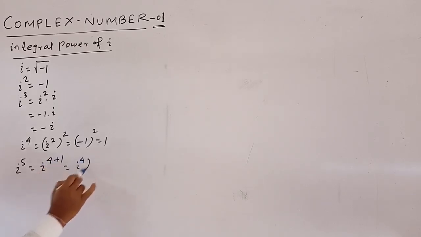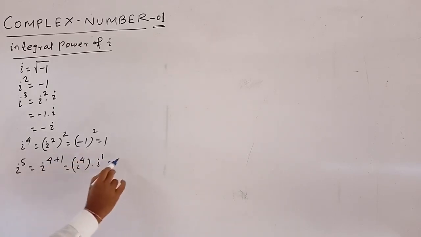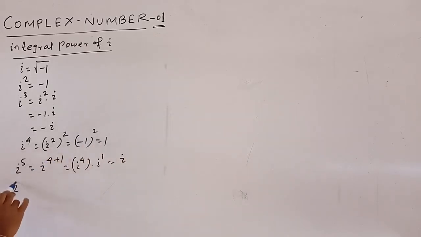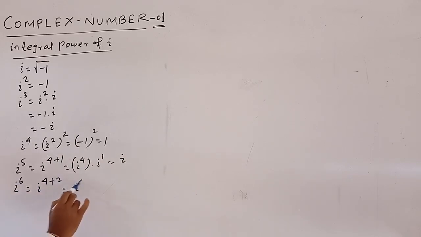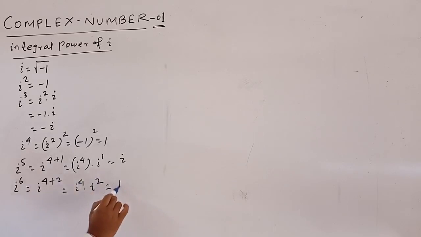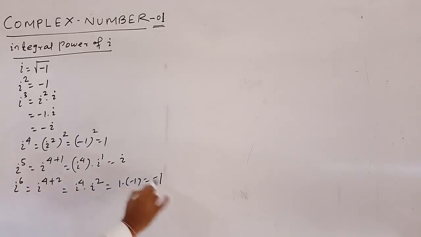i fifth means you can express i to the power 4 plus 1. So i to the power 4 into i to the power 1. i to the power 4 equals 1, so 1 into i equals i. Okay. Next, i sixth means you can express i to the power 4 plus 2. So i to the power 4 plus 2 means i to the power 4 into i square. i fourth means 1, into i square means minus 1. So 1 into minus 1, this is minus 1.